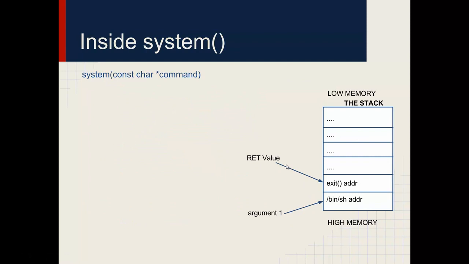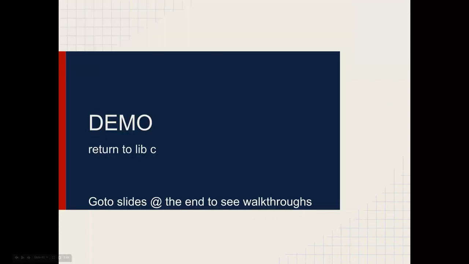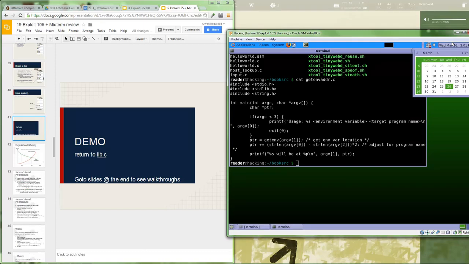Now, I've already gone over this, and let's jump into a demo. So we're going to do a really simple privilege escalation attack with a return to libc exploit.